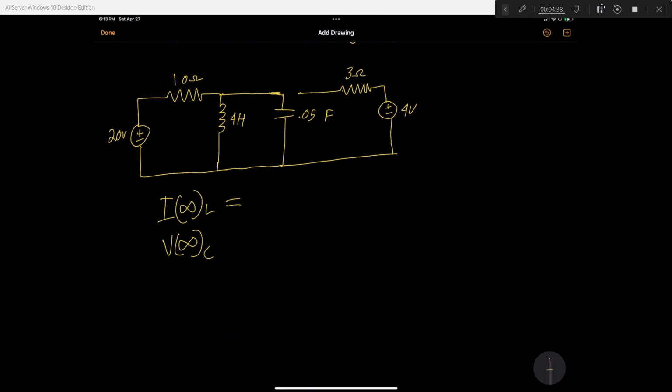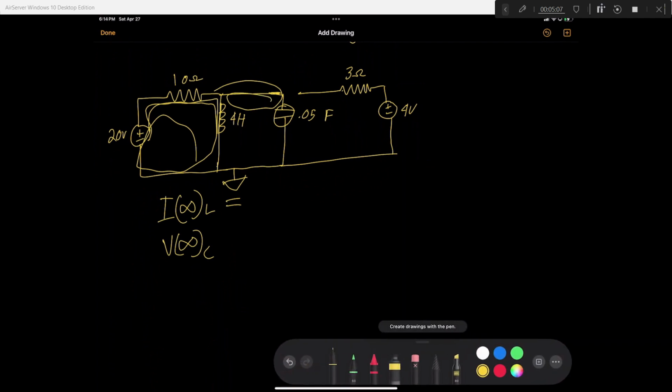Well, as this goes to infinity, this will be short-circuited, and this will be open. And if we were to travel from this power source past this resistor, it's going to take the path of least resistance as it goes to ground. This is going to be ground. It's going to take this path and go to ground. It's never going to go to this capacitor anymore as it goes to infinity. It's going to go to ground, the path of least resistance.